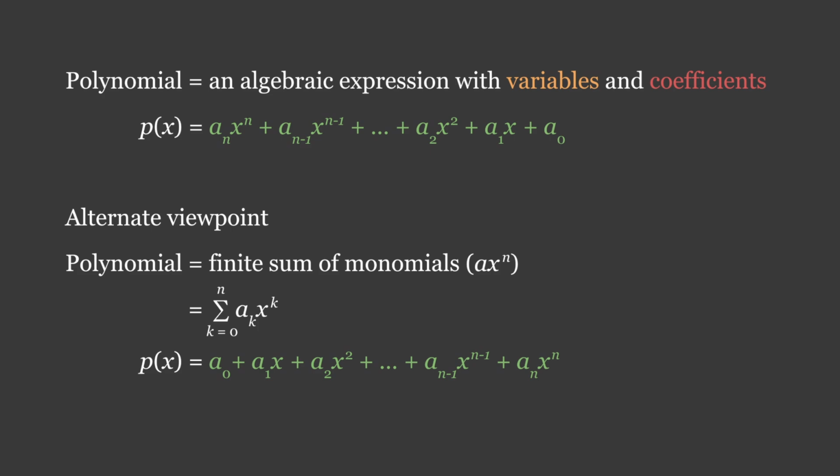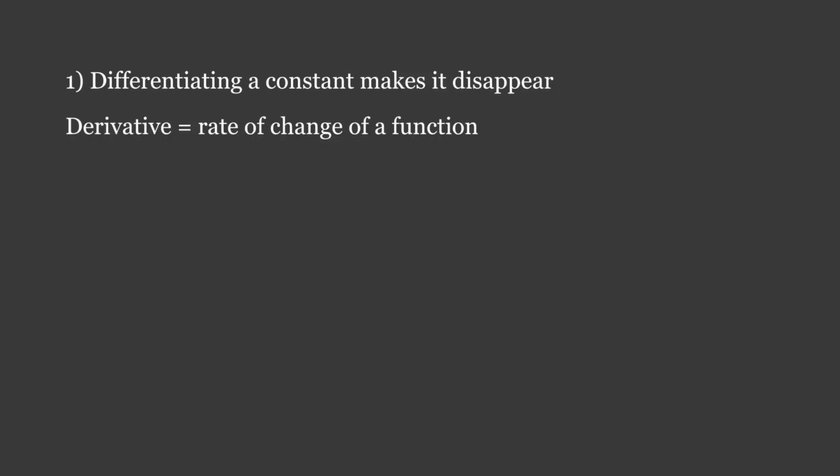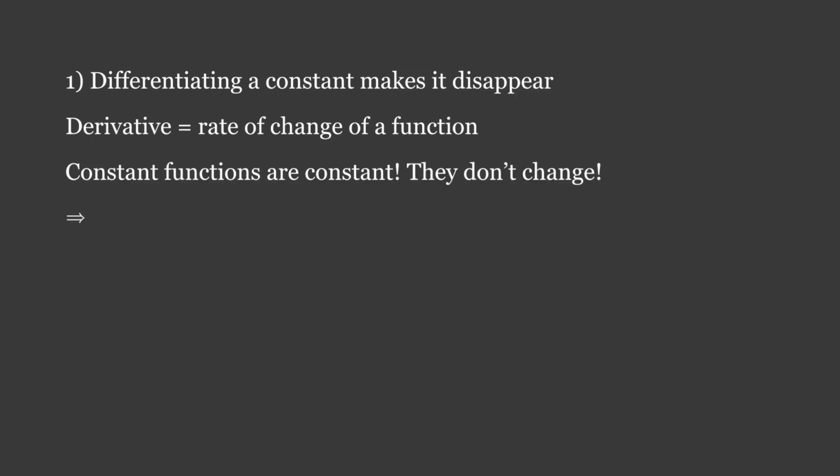In order to convince ourselves that under repeated derivation, polynomials eventually become constant functions, we must make two simple observations. First, differentiating a constant makes it disappear. This is because the derivative describes the rate of change of a function, and constant functions are constant, they don't change. Then the constant function f equals c has the derivative f prime equals 0. This can be formalized in Leibniz notation by writing dc over dx equals 0.